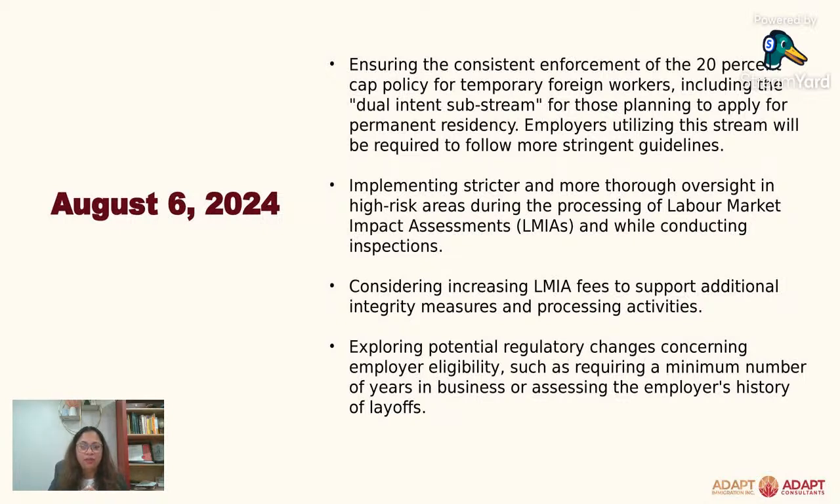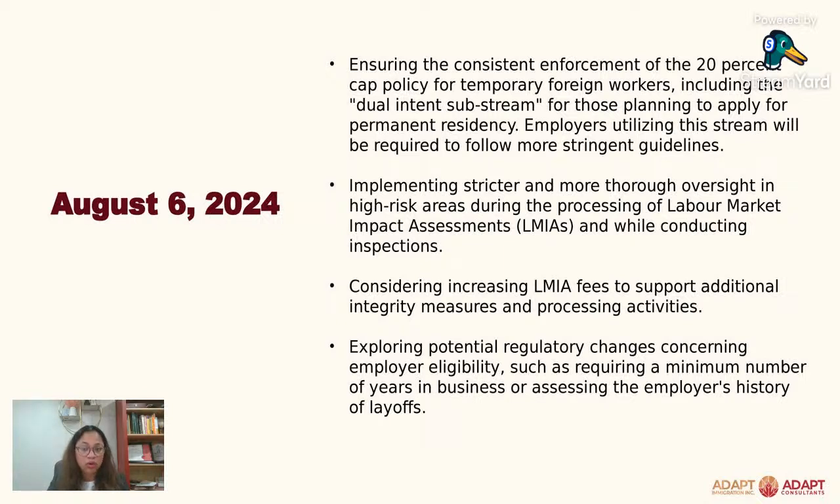So you have to make sure that when you're applying for the dual intent substream, the dual intent means you're applying for a temporary resident work permit and the PR. There are going to be more requirements to meet, so we'll have to be very, very careful in that stream.